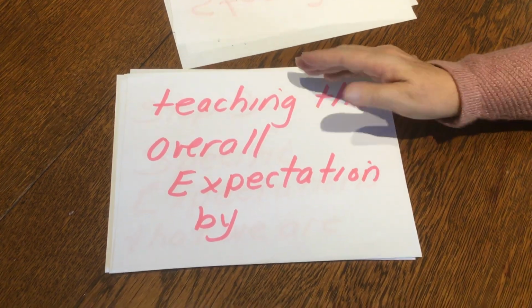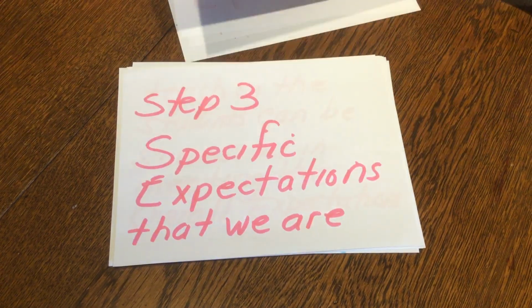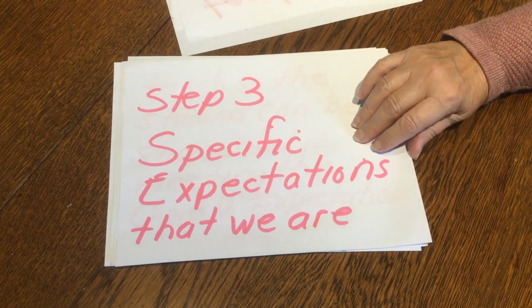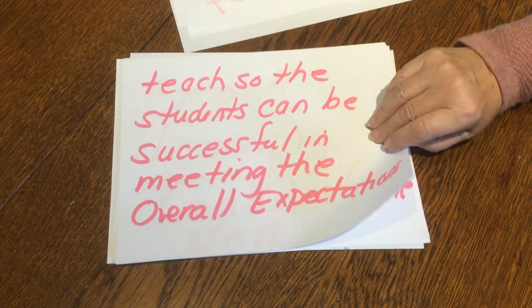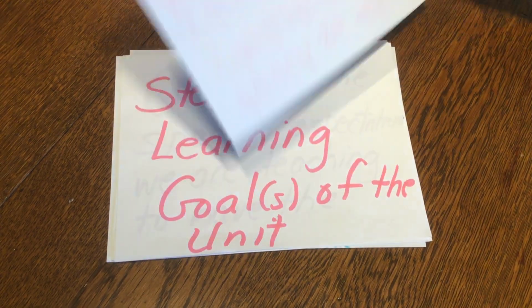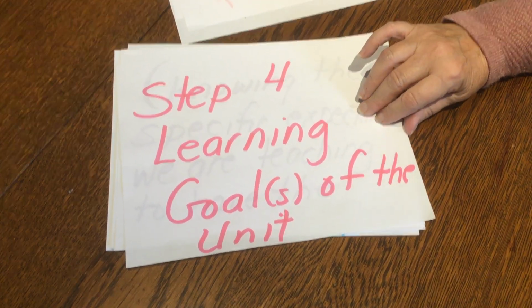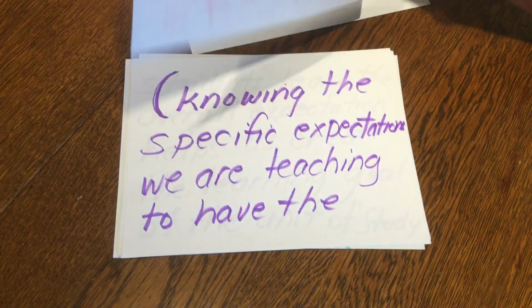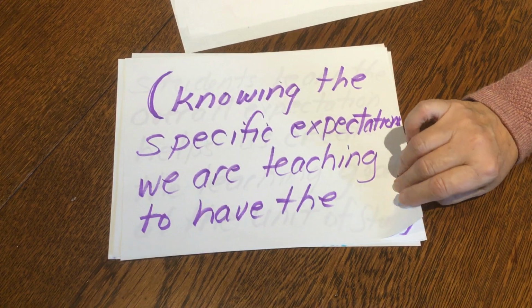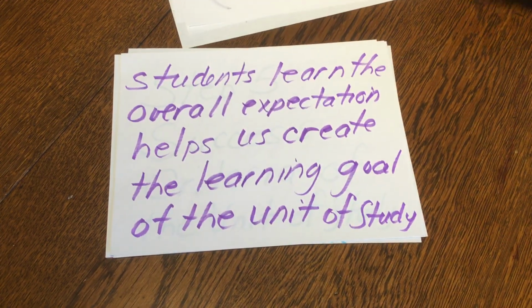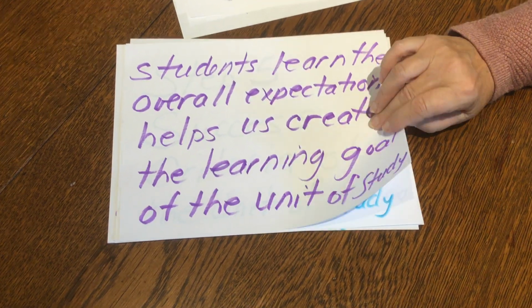And remember, we then look at step 3, which is we're teaching the overall expectation by the specific expectations that we are going to cover. So that would be step 3. Step 4, we start to think about the learning goals that the students will learn through the unit. We've discovered that knowing the specific expectations we are teaching to have the students learn the overall expectation help us create the learning goal of the unit of study.